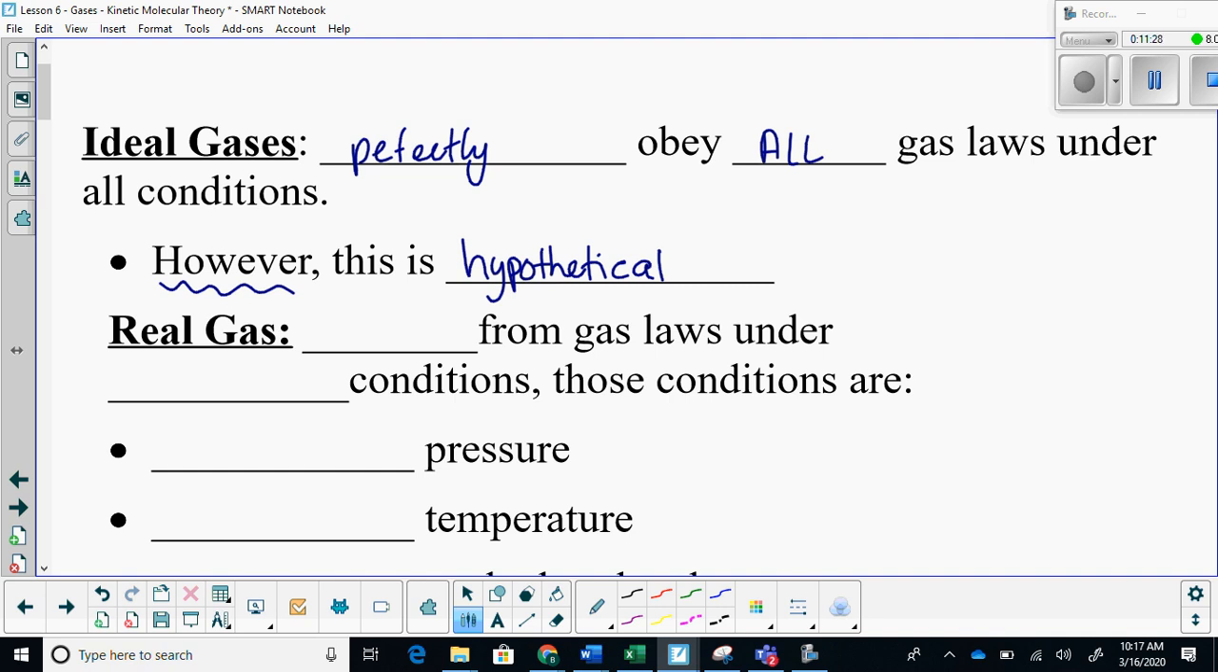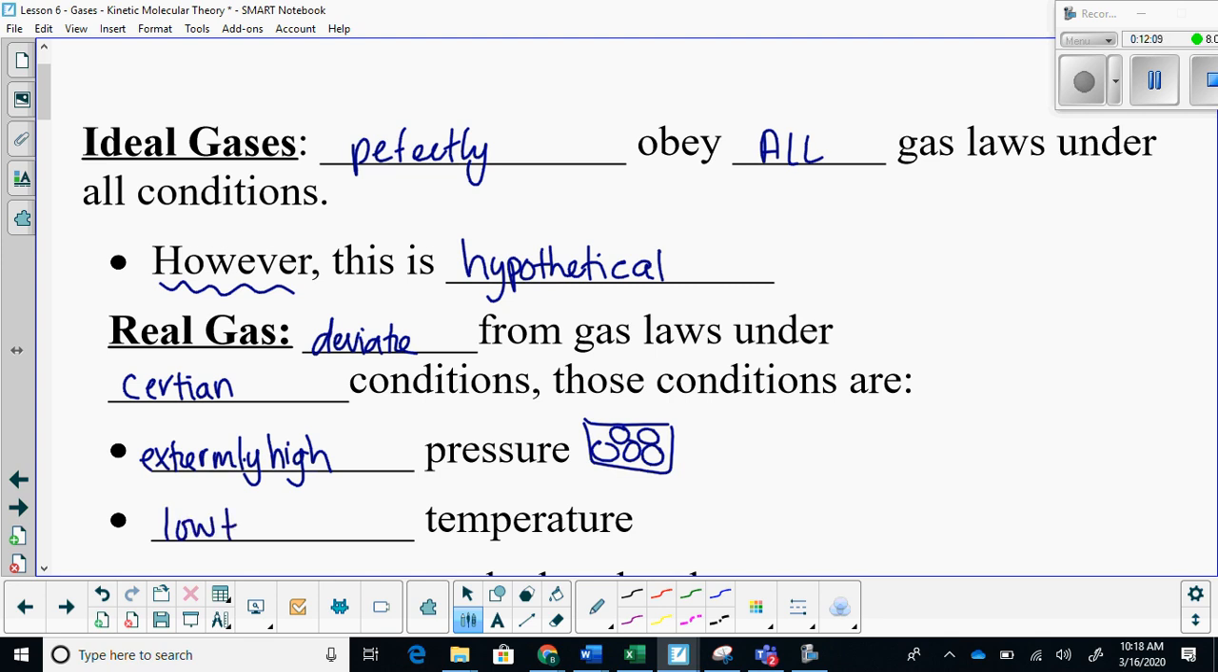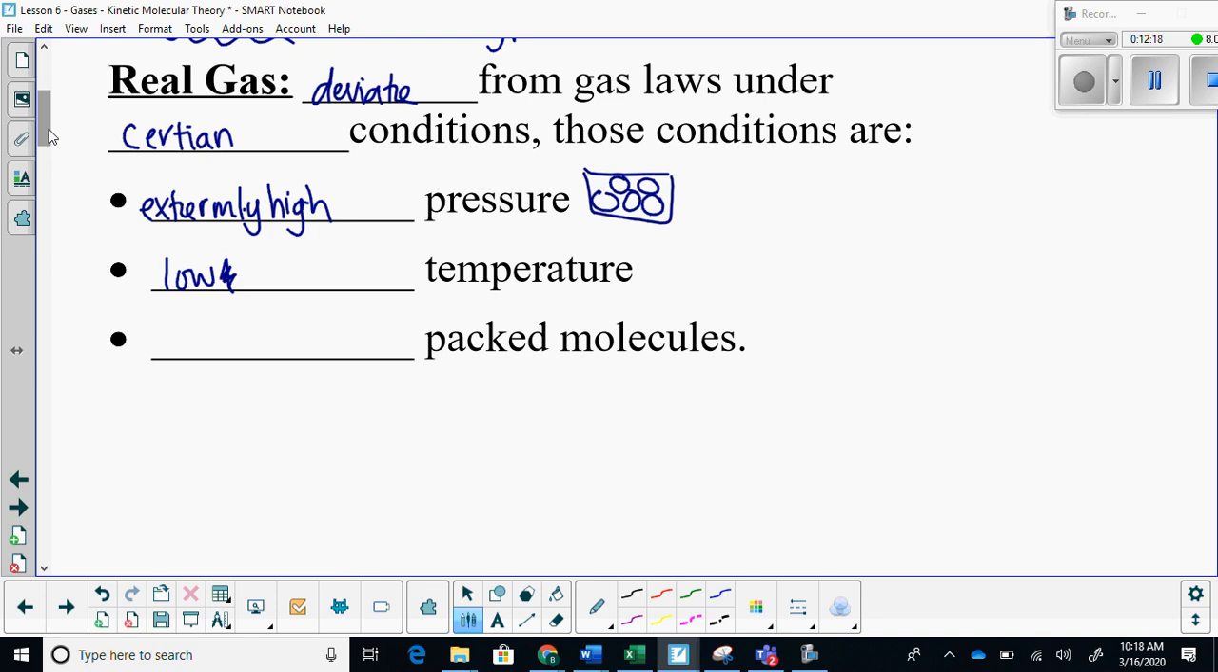So a real gas deviates. Deviate means that it doesn't follow the rules, okay? It moves away from the trend that we expect. It deviates from gas law under certain conditions, okay? Here are the certain conditions. Extremely high pressure. Like we said, if those guys are extremely stuck together, they can no longer move. If we have low temperature, those gas particles are more likely to become solid or liquid. And if we have densely packed molecules, the molecules are very close to each other. So think about riding Calgary Transit during rush hour. You are a densely packed molecule.